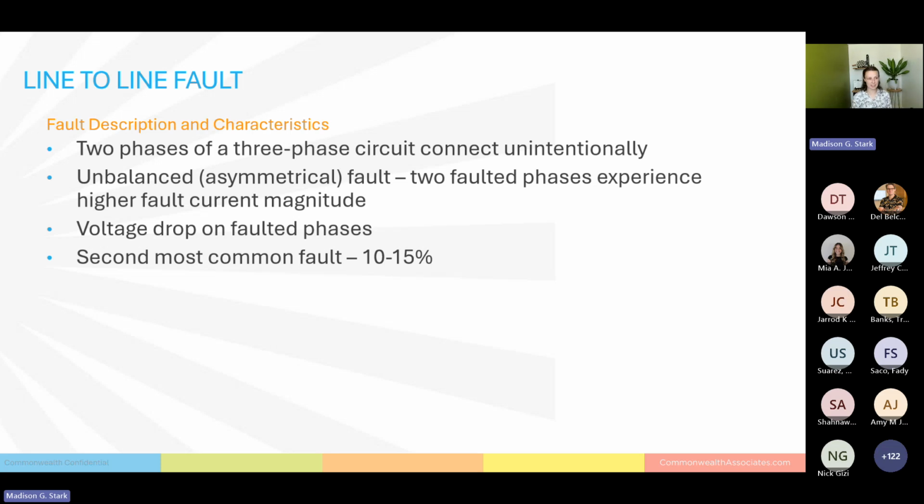A line-to-line fault is the next one. This is the next most common, accounting for 10 to 15% of the faults. So this is when 2 phases of a 3-phase circuit connect unintentionally. There's no ground component to this fault. It's just 2 phases. This is also an unbalanced or asymmetrical fault because the 2 faulted phases are the only 2 that experience that fault current, the higher fault current magnitude. The unfaulted phase does not see that fault current. You also get the voltage drop that you see in fault conditions on the faulted phases and not so much on the unfaulted phase. This is a pretty straightforward one.